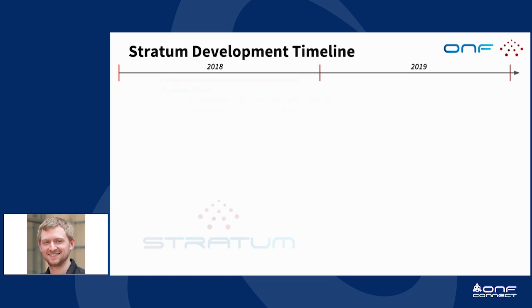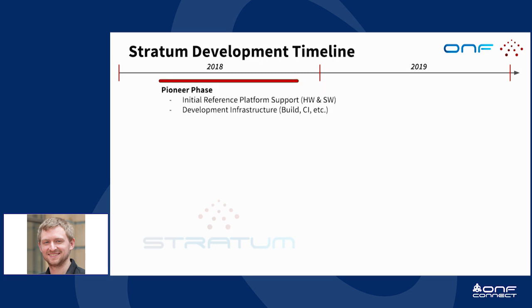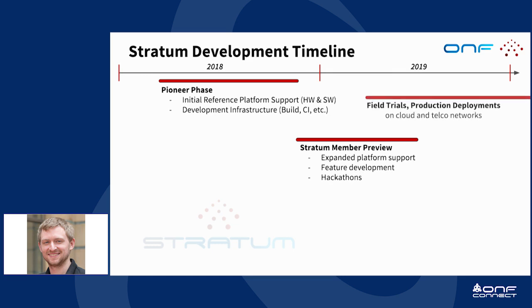So where are we going? Stratum is nearing the end of what we call a pioneering phase. The pioneering phase is the initial reference implementation of some hardware and software platforms and some infrastructure. What we hope to do within the next month or so is move into what we call the member preview, where any employee of any member company can download the code, access it, and start to play with it. We expect to see expanded platform support through that point, as well as additional feature development, maybe host some hackathons.